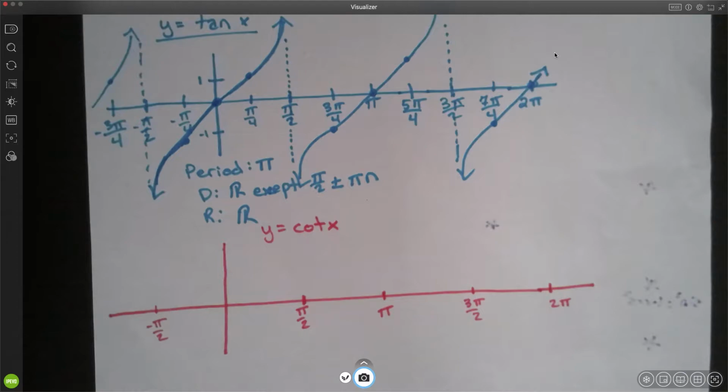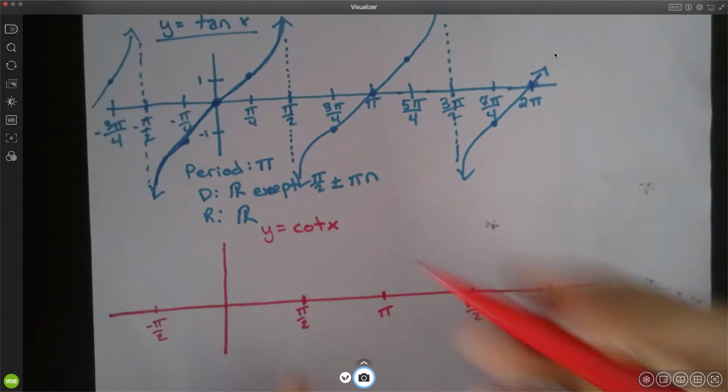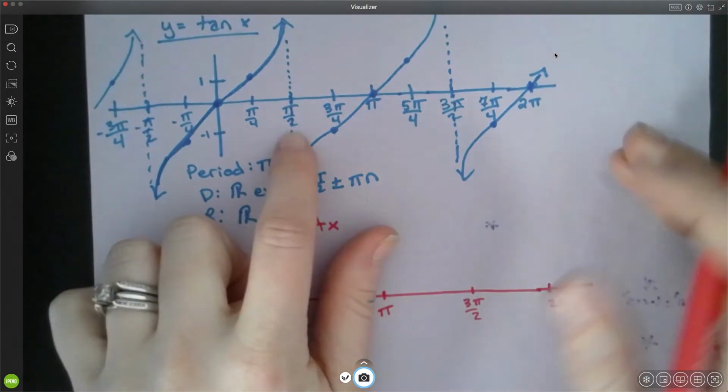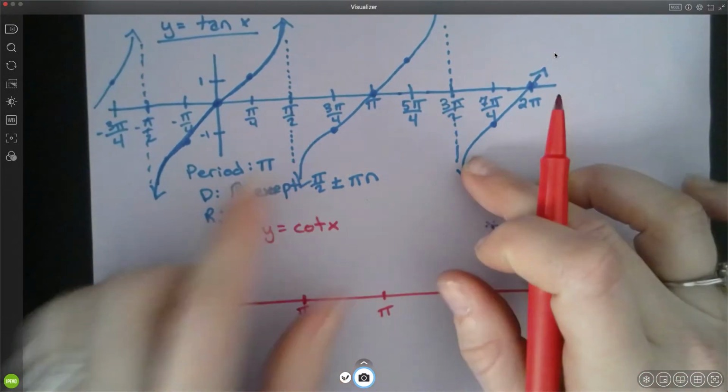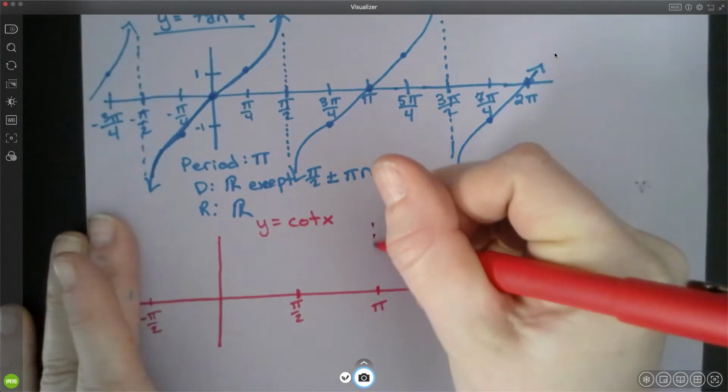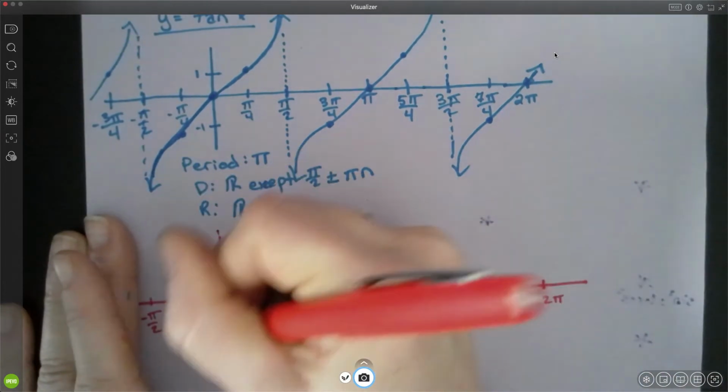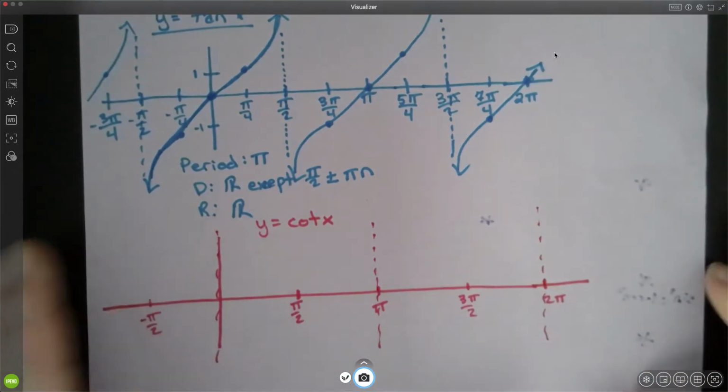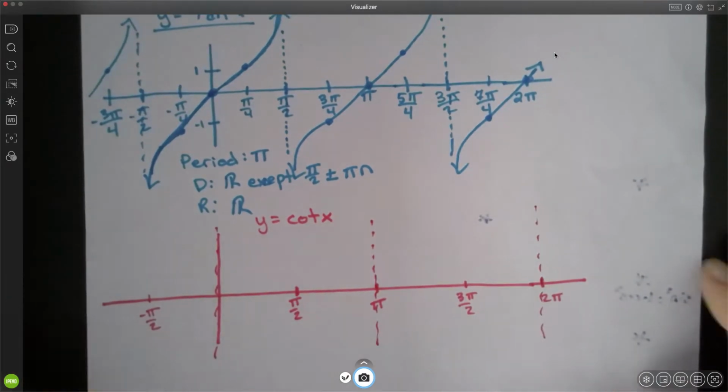Okay? He looks the same except he's reversed. So he goes this way and he's shifted over. I think cotangent is actually easier to remember because instead of your vertical asymptotes being at pi over 2 and 3 pi over 2, your vertical asymptote is here at pi, at 0, at 2 pi. That's where your vertical asymptotes will be. Okay, so they're just shifted pi over 2 units over. And it goes down the other direction, right?